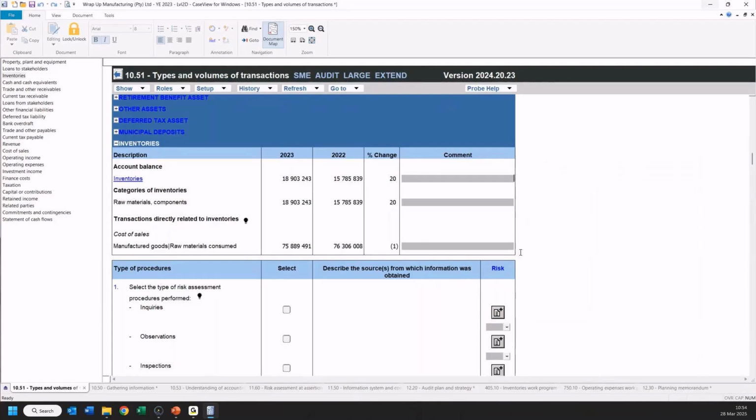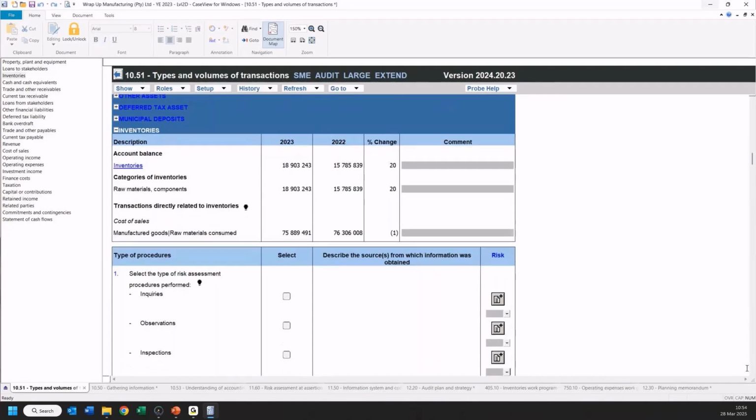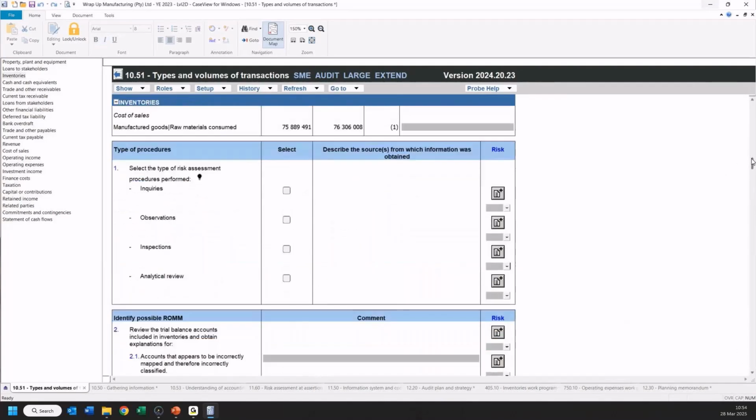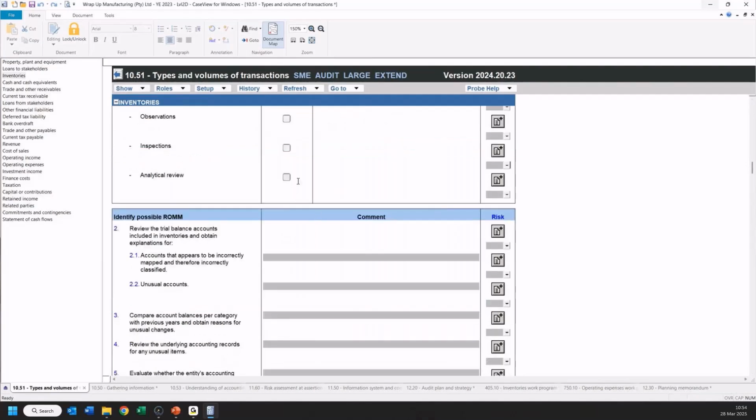Consider the analytical comparisons. As we had in the past, we also need to document the types of procedures performed to get this information. So in my file, we said we're going to document the comparisons, document the types of risk assessment procedures in every single section, whereas before, we might have seen it right at the top of the file only. All right. And there, of course, that's where I did my analytical review. So I will document something about that.